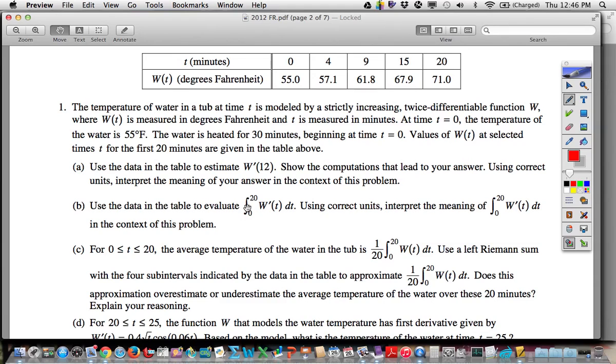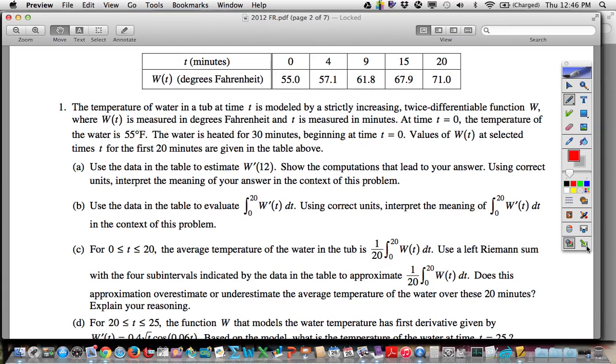Okay. It was problem number 1, and we skipped part C, if you remember. What we had here was a table of temperatures of the water that was being heated. Now, part C says, for time 0 to 20, the average temperature is this integral right here. Now, we should know that. That's the average value formula.